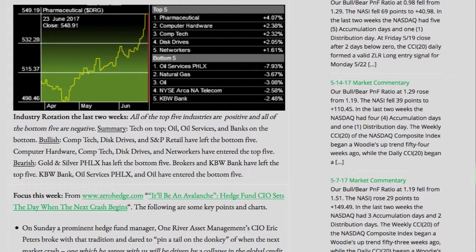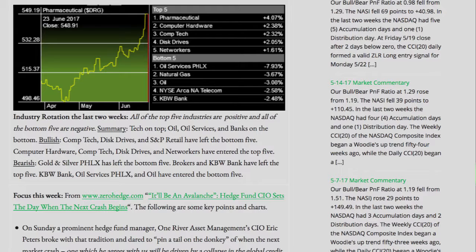Industry rotation the last 2 weeks. All of the top 5 industries are positive, and all of the bottom 5 are negative. Summary: tech on top, oil, oil services, and banks on the bottom. Bullish, CompTech, disk drives, and S&P retail have left the bottom 5. Computer hardware, CompTech, disk drives, and networkers have entered the top 5.